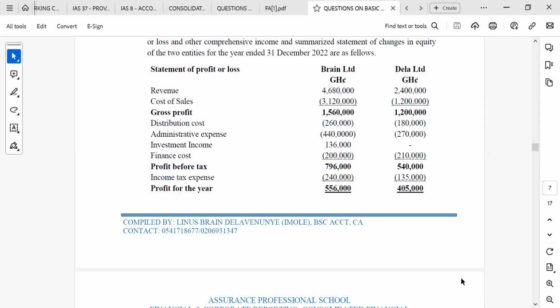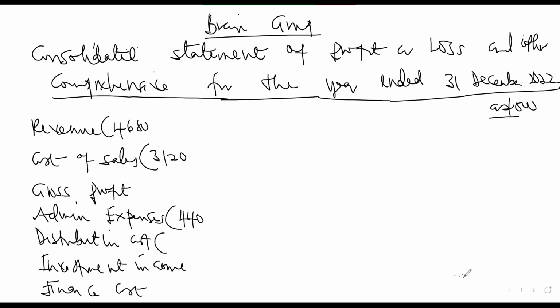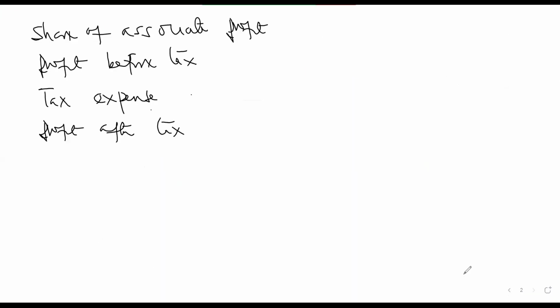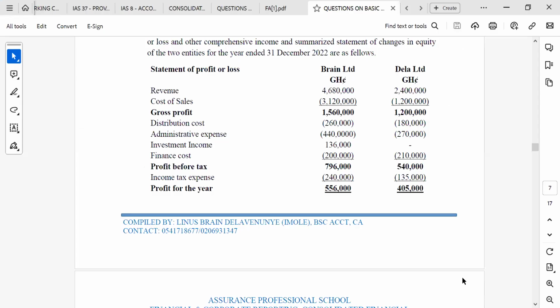Administrative expenses what? 440. Okay, 440. Admin is 440 and distribution is 260. The investment income is 136. Finance cost is what? 200. Okay, 200. So you have your 200 here. Let's go to tax expense. What is the tax expense for them? 240. 240.